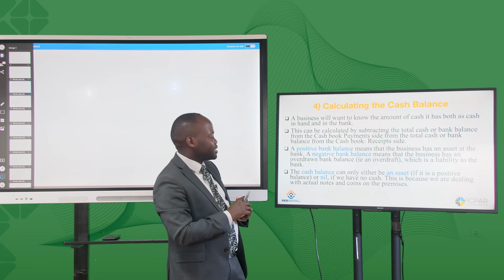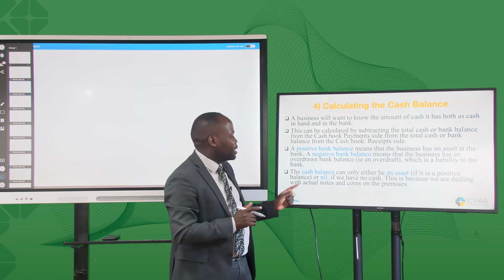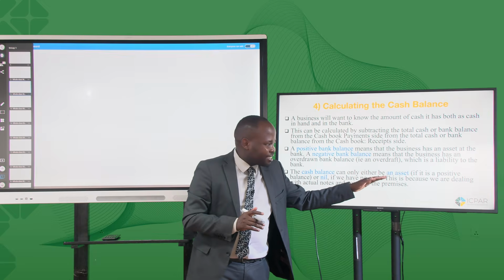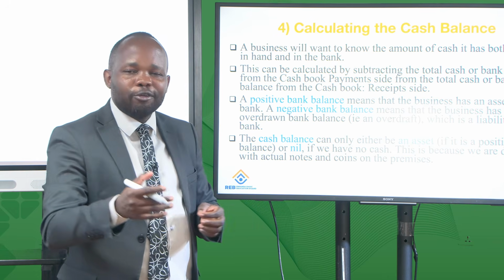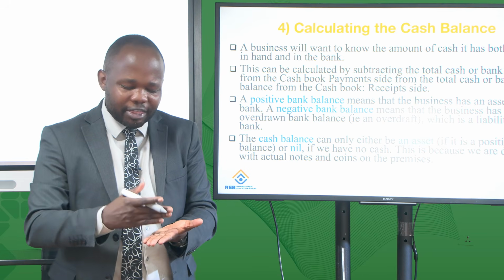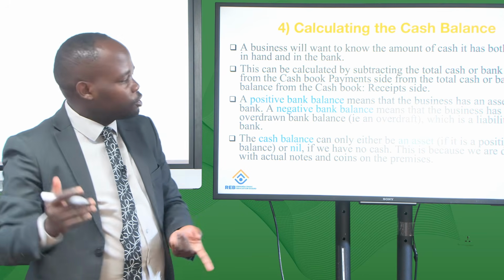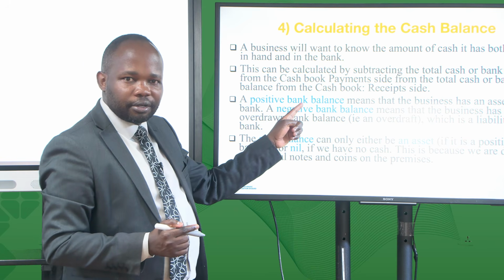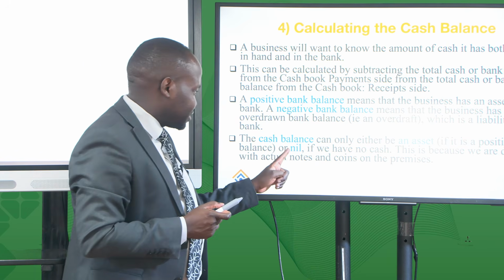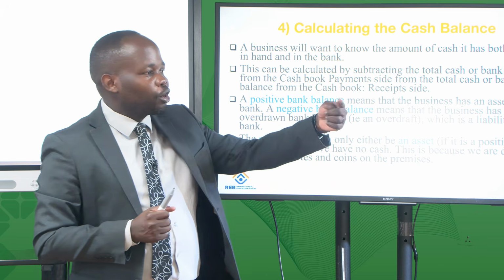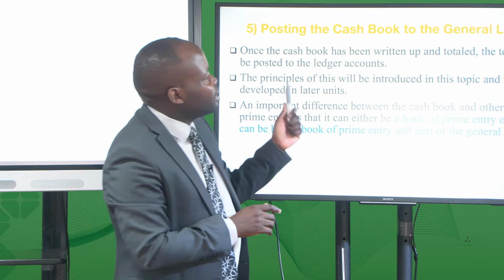Now that is for the bank. But in the cash column, it can only be an asset if it is positive, or it is zero, because you cannot have negative cash. At some point, the cash will be over and you will stop paying through cash. So cash cannot go negative. So in the cash section, it is either positive, which reflects an asset, or it is zero, or it is nil. The fifth area is posting the cash book.